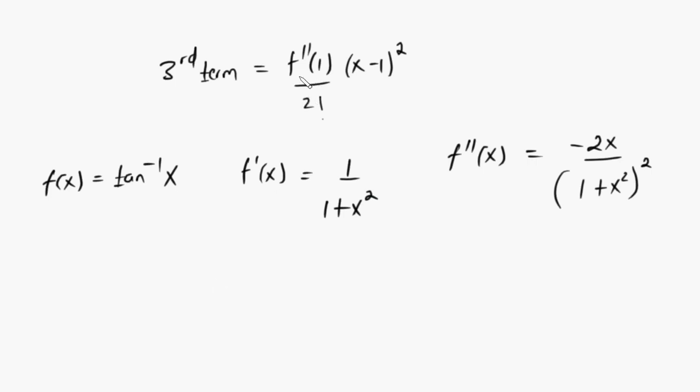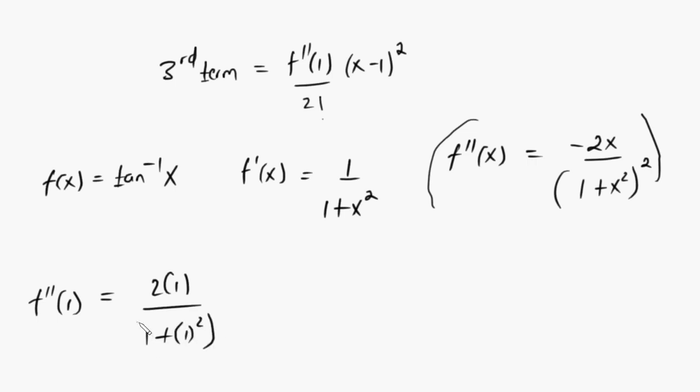But I'm looking for the second derivative of f(1). So in this, for x I put 1. It's just going to be 2 times 1 over (1 plus 1) squared. Negative, okay? Never forget the negative. So it's going to be negative 2 over 2 squared, which is just equal to negative 1 over 2. So this is my second derivative of f(1).